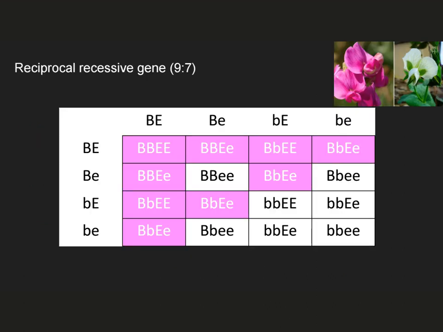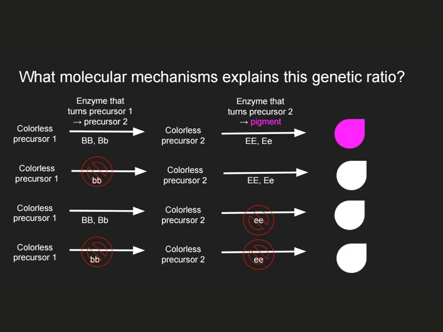Another epistatic pattern you can observe in the results of an F2 cross is a reciprocal recessive gene. And this would show up as a 9 to 7 relationship, which is seen in these flowers here, which would have 9 of the offspring in any case where there is at least one big B and a big E would appear pink. And if there is not both a big B and a big E, then the flowers would appear white. The molecular mechanism that could explain this genetic ratio is again a pathway type analysis. But here it's reciprocal and recessive.